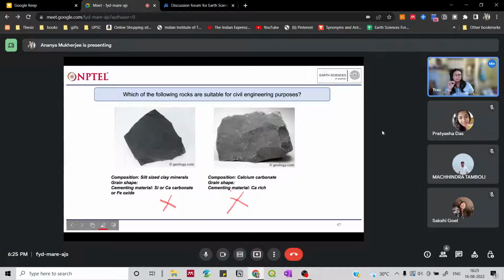This one is not suitable because it has clay minerals. Clay minerals will cause slippage of whatever construction you have on top, and calcium carbonate is also not good because it has the tendency to get dissolved easily. So these are about sedimentary rocks and how you can judge based on the different classification criteria, and also the different textures. We can try to understand how, for any of the samples that we take, you can judge whether they are suitable for our use or not.